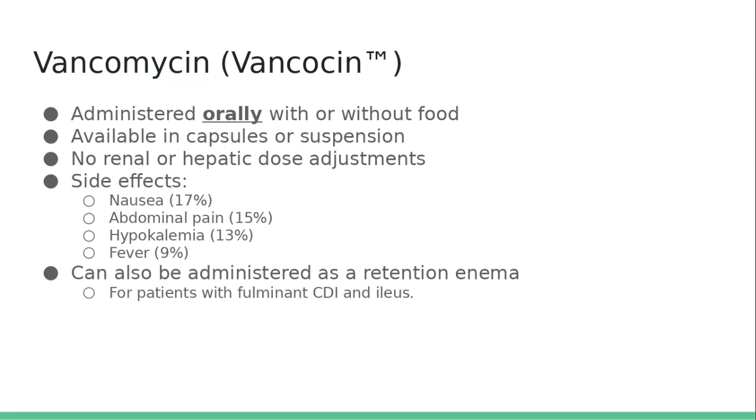So vancomycin has to be administered orally for C. diff infections. It's not absorbed in the stomach. It actually makes its way all the way into the gut to get to the C. diff infection. And that can be administered with or without food. There's no adjustments needed for kidney or liver impairment. And then most commonly, patients are going to get a little nauseous, have abdominal pain. This could be related to the diarrhea they're experiencing. And then also they will have some imbalances with their potassium, potentially. And then vancomycin can also be administered as a retention enema for patients who have fulminant C. diff with ileus.